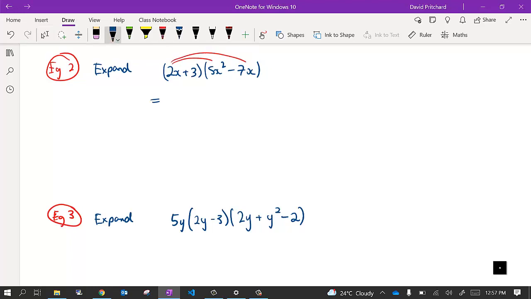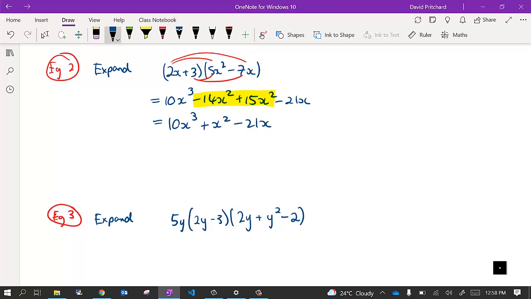So we've got 10x cubed, and 2x by negative 7x is negative 14x squared. Then you've got 3 by 5x squared, which is plus 15x squared. And then 3 by negative 7 is negative 21x. So we should be able to see that these two terms here are like terms, and so we can combine them, and we're left with 10x cubed plus x squared take 21x.